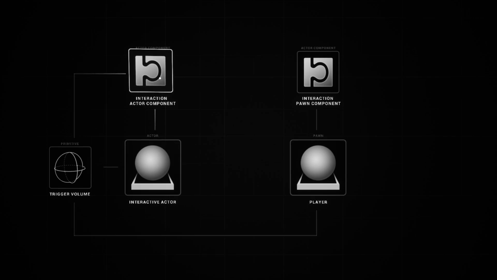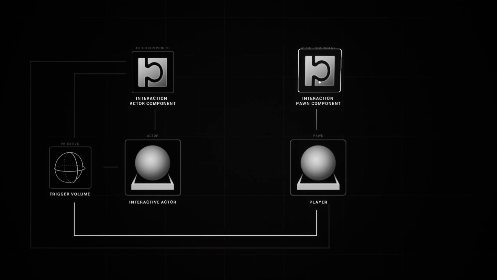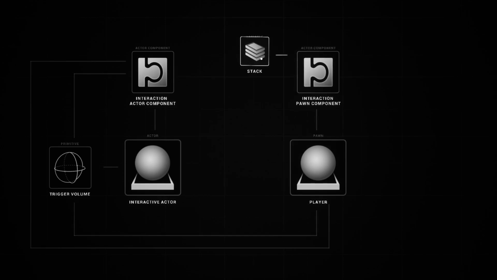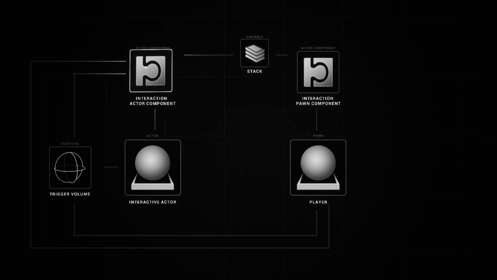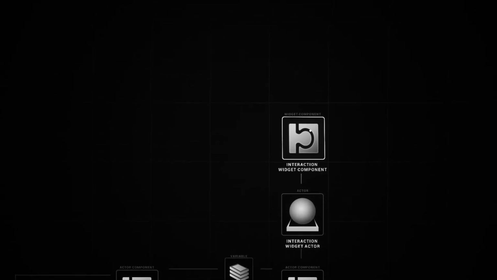At that point, that actor component can use that pawn reference to get its component and send a message like, hey, interaction is available. The pawn component then adds that actor component onto a stack, essentially creating a way to communicate with that actor component later on. At that point, we want to display a widget to the player, so the pawn component creates an actor which owns a widget component, which has a reference to a user widget we can access.